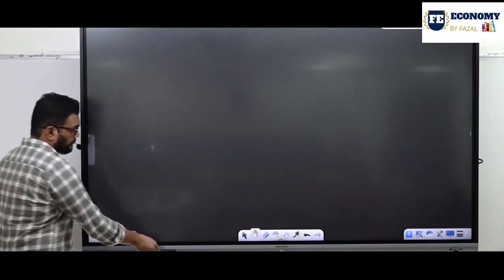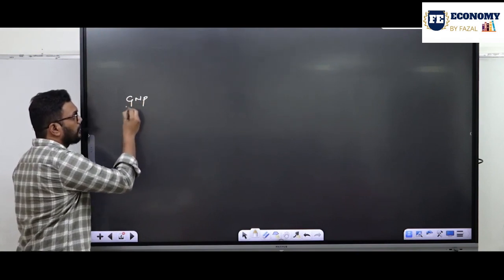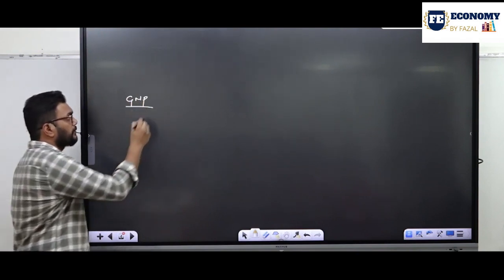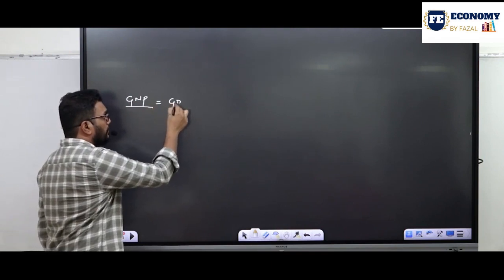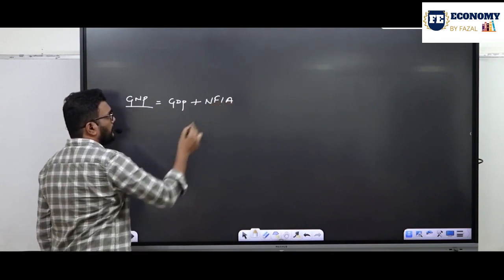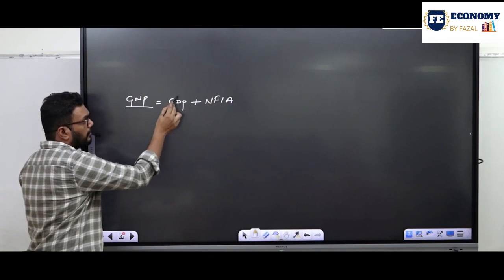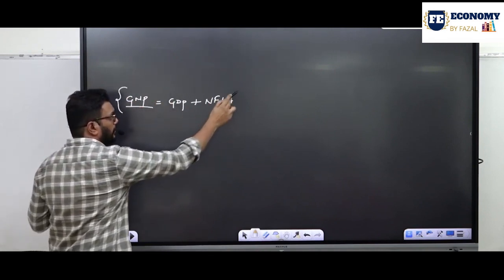When I calculate GNP, I take many parameters. That is GDP plus NFIA. Now, this is the total income of the country.